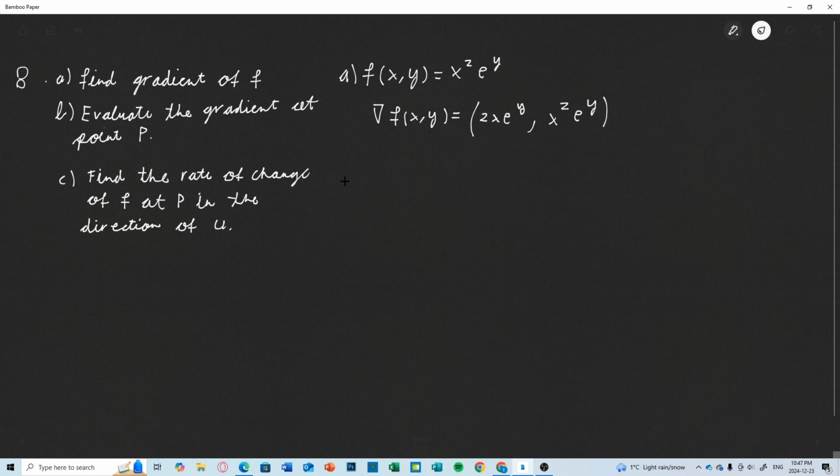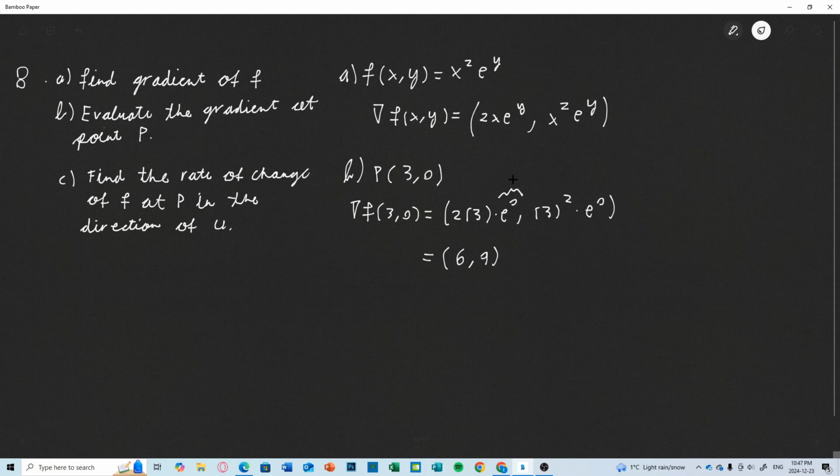And then you're done. So for part B, we need to find the gradient at point P, where our P is equal to 3 and 0. So all we need to do now is put our point into our gradient function. So our gradient of f, but instead of x, y, is going to be 3 and 0, which is equal to 2 multiplied by 3 multiplied by e to the 0, and 3 squared multiplied by e to the 0, which is just going to get you 6 and 9, since e to the 0 is 1.